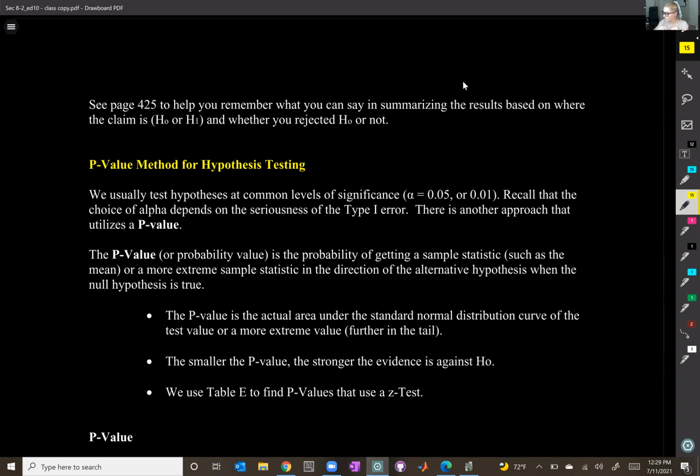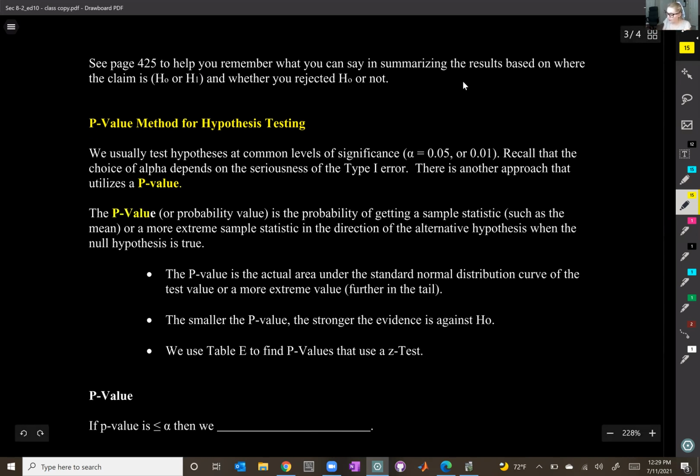But there is another approach to doing this, which is known as the p-value method, and it utilizes that thing that we're going to call a p-value. The p-value, or the probability value, I will only call it a p-value. It's the probability of getting a sample statistic, such as the mean, or a more extreme sample statistic in the direction of the alternative hypothesis when the null hypothesis is true. The p-value is the actual area under the standard normal distribution curve of the test value or a more extreme value.